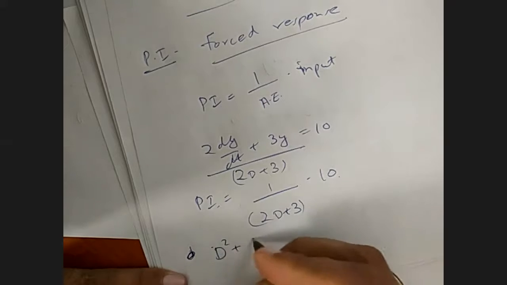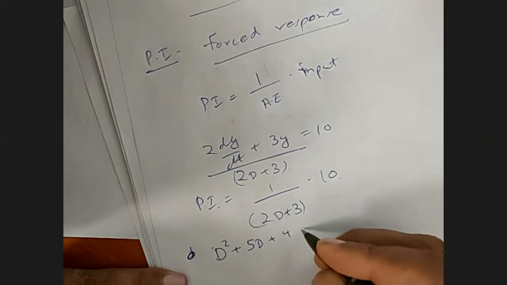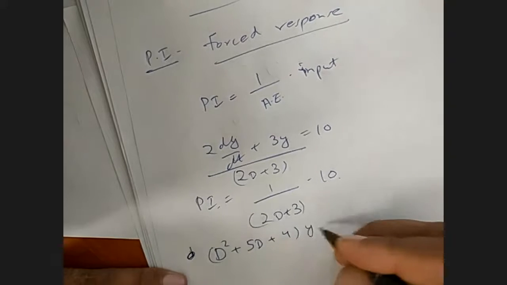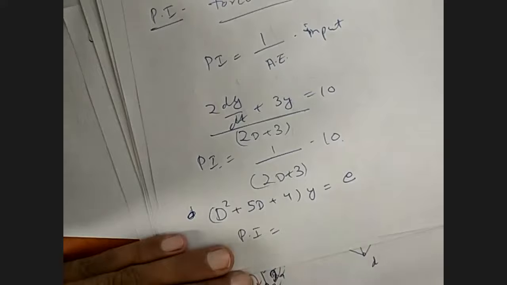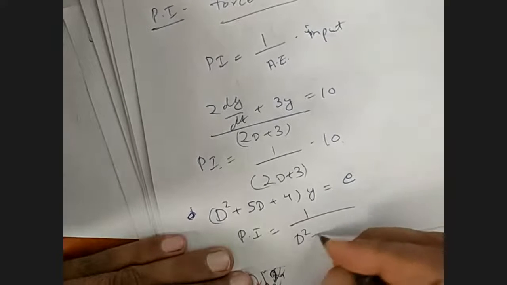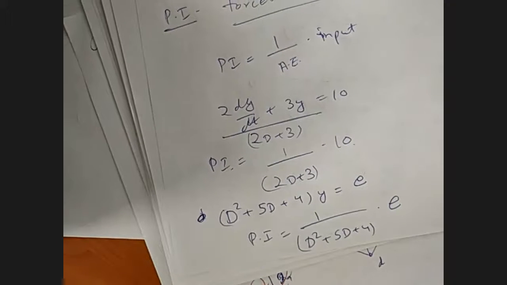Similarly, if you have a second order differential equation, let D square plus 5D plus 4 times y equal to e. Then your PI will be 1 upon (D square plus 5D plus 4) into e. And then we will be solving this and finding what is PI.